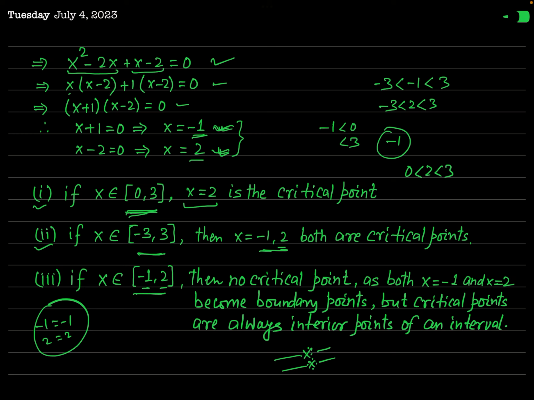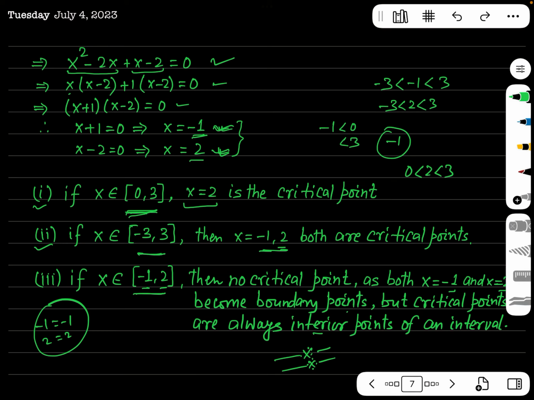So for this interval there is no critical point of this very function. I have mentioned it here: no critical point. Why? As both x = -1 and x = 2 become the boundary points, but critical points are always interior points of an interval, not boundary points. So for the last interval there will be no critical point.